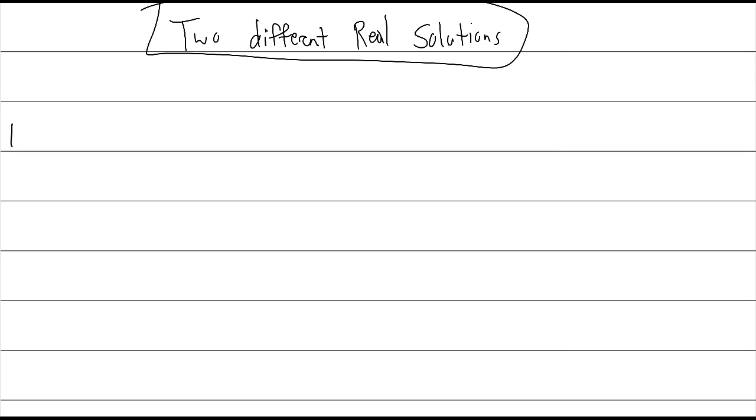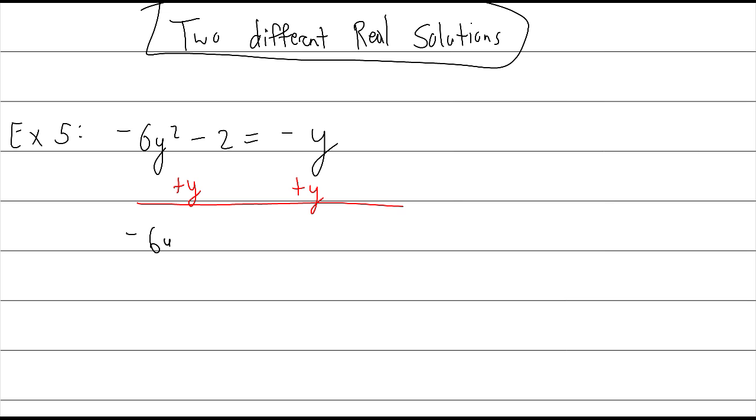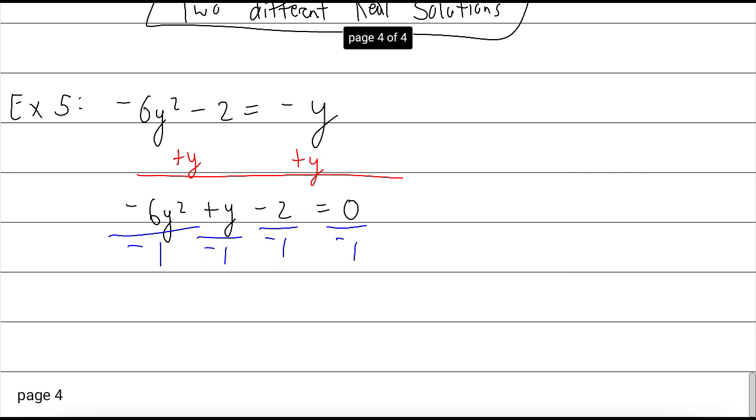One more. I promise, last one. Oh, last one of the semester, right? Huzzah. All right, negative 6y squared minus 2 equals negative y. It's not in the right form, so let me add y to both sides. Negative 6y squared plus y minus 2 equals 0. I don't like this negative 6 in the front here, although it doesn't matter. I'll go ahead and divide everything by negative 1. Positive 6y squared minus y plus 2 equals 0.